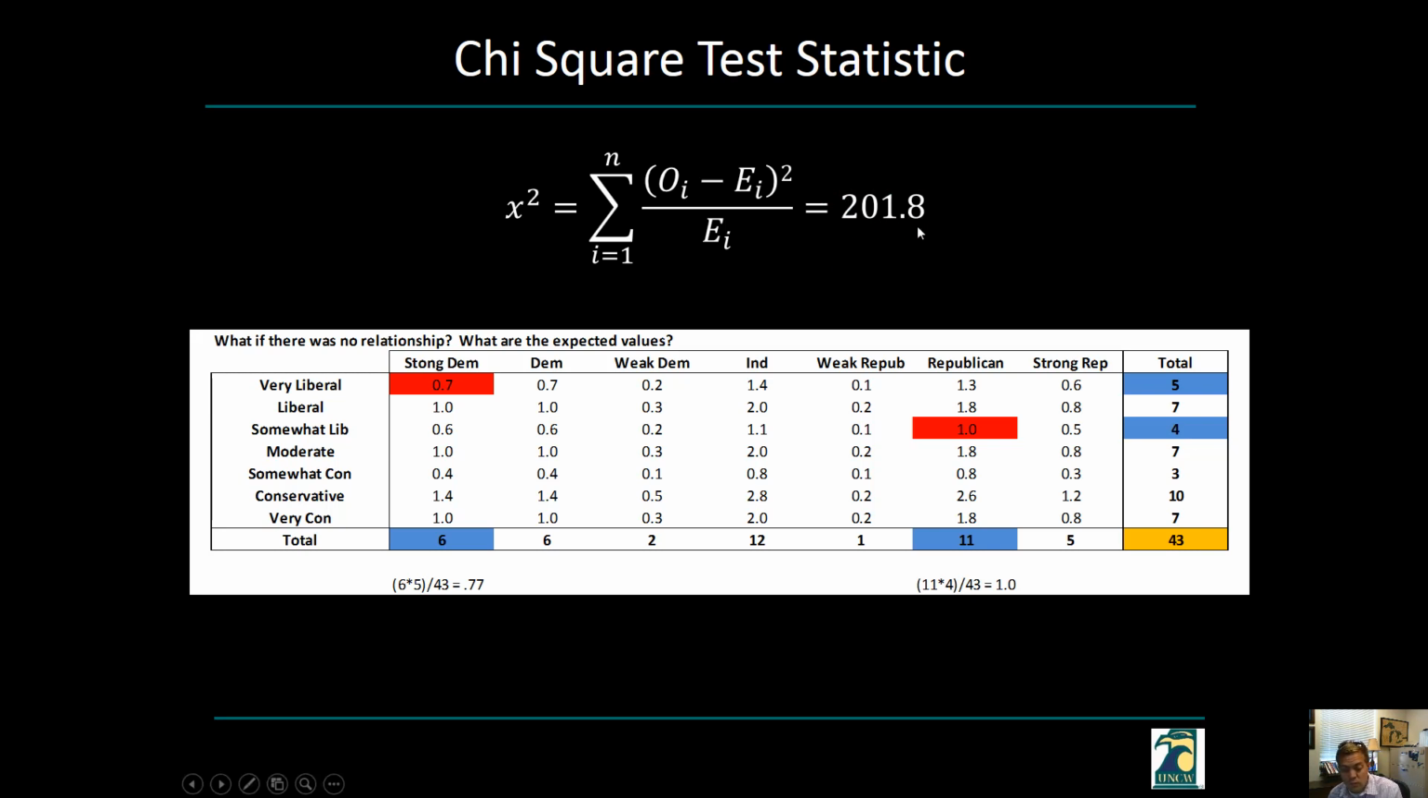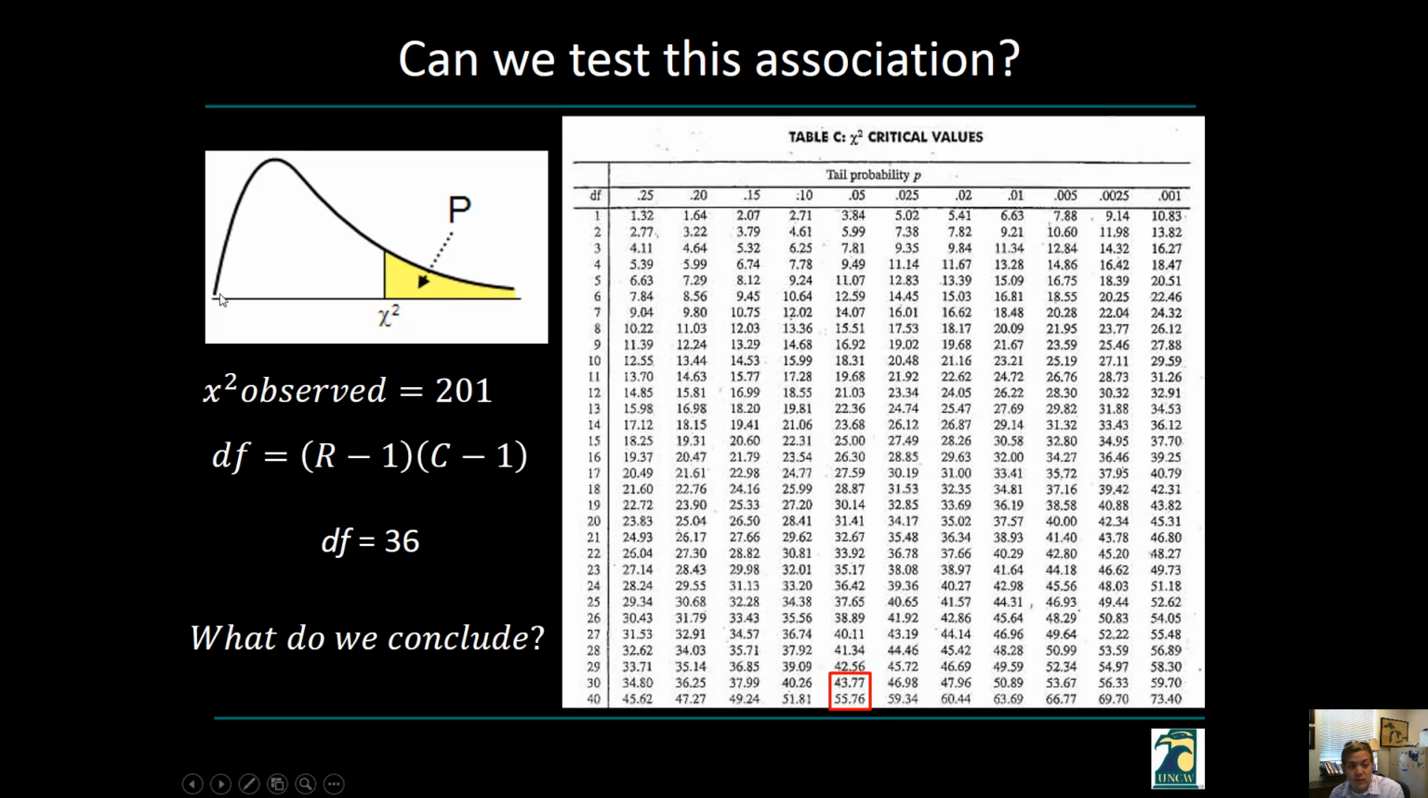Now, just like before, all we're going to do is compare our test statistic to the critical value. The only difference with a chi-square test is the distribution is a little bit different. This is what a chi-square distribution looks like. It is different from the normal distribution, and there's a table that you can find for critical values for a chi-square test.